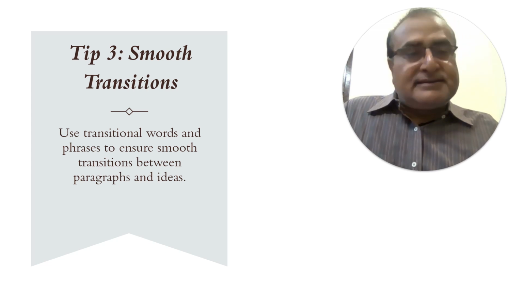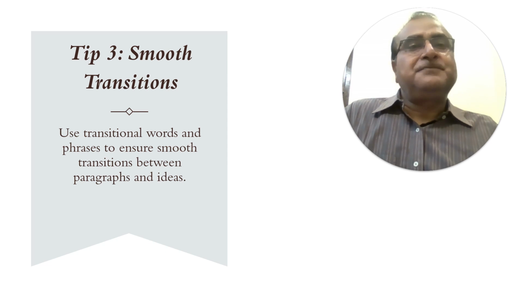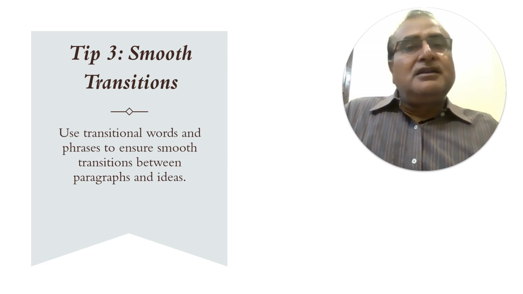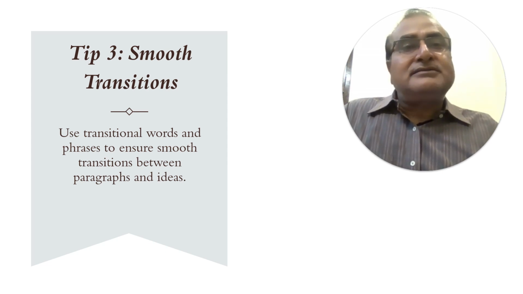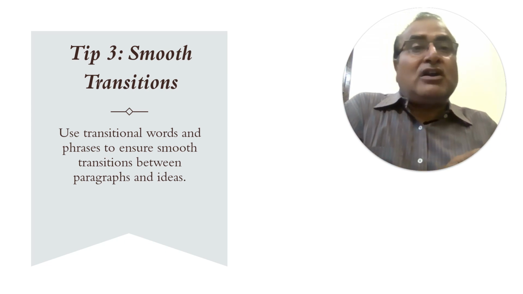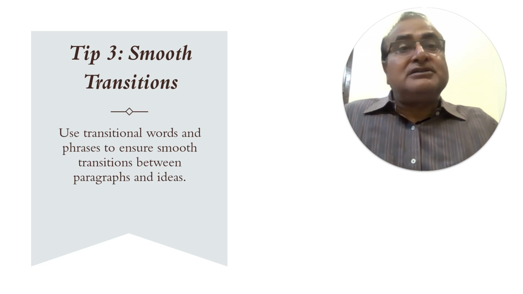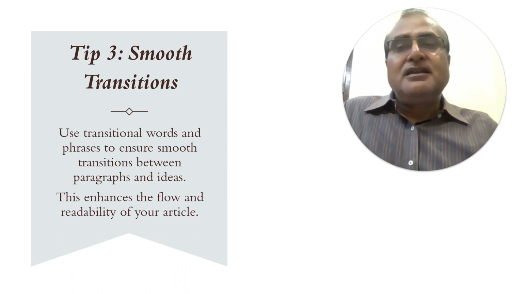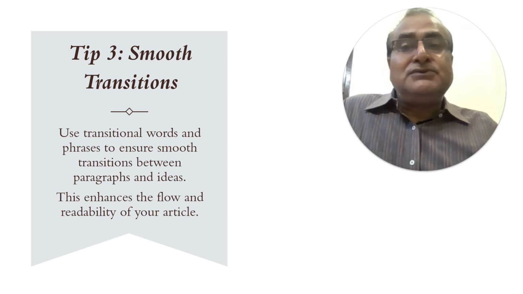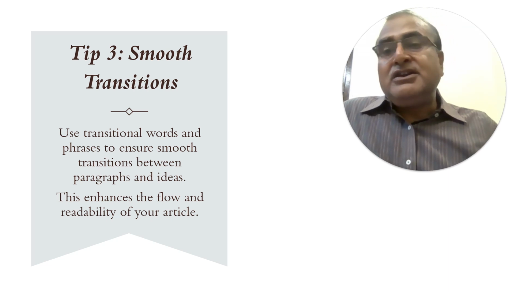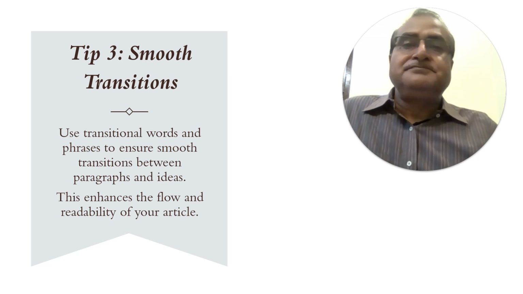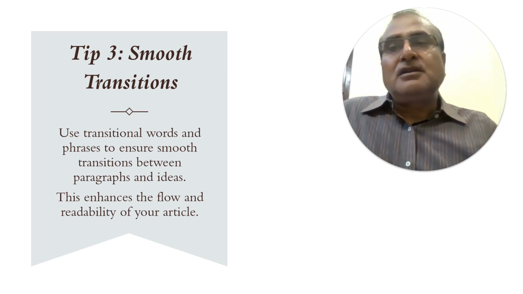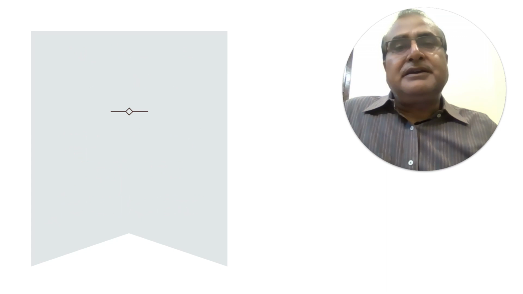There should be coherence, that is balance. There should be no difference, no clash between the ideas that you want to convey and the paragraph that you are writing. There should be proper balance. This enhances the flow and readability of your article. Clear?